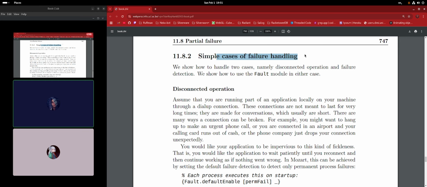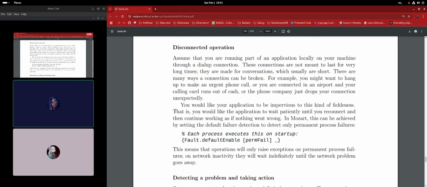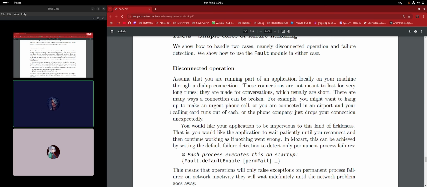Simple cases of failure handling. Okay, so this is now a little bit of code on how to do that, and we're going to use the fault module. So, disconnected operation. Imagine that you are doing a dial-up connection. This is very old. Nobody does that. I mean, this is a book from 2003, right? I don't know, man. I have a hard time believing that people were still using that frequently at that time.